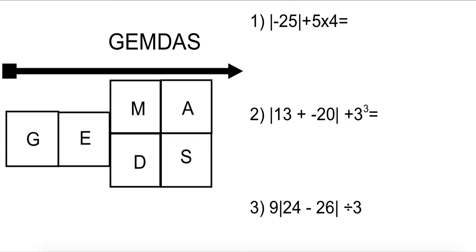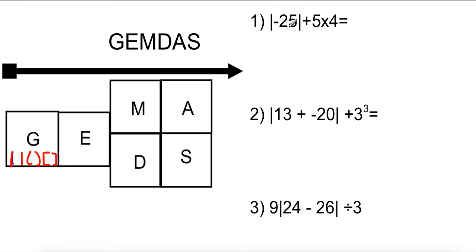Now, when we bring absolute values into the mix, it's a little bit different in the order that we have to do things, because you have to remember that absolute values are a group in itself. So those take priority over all other operations. So remember, groups include parentheses, absolute values, and brackets.